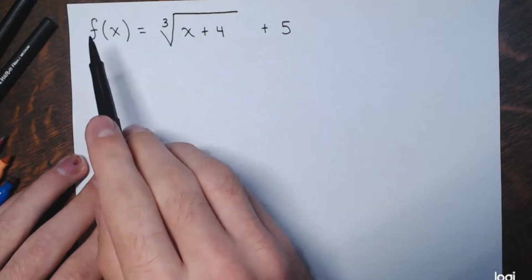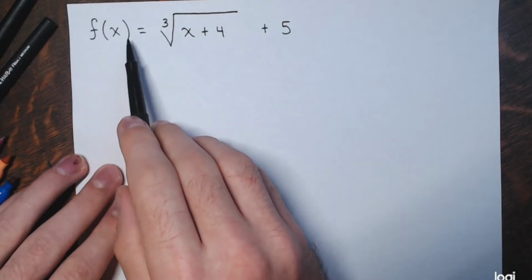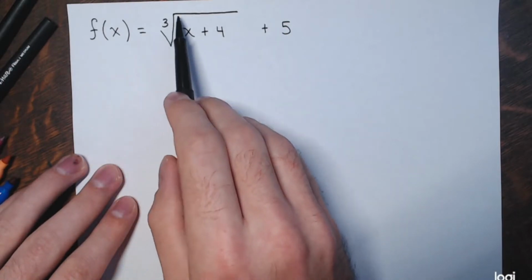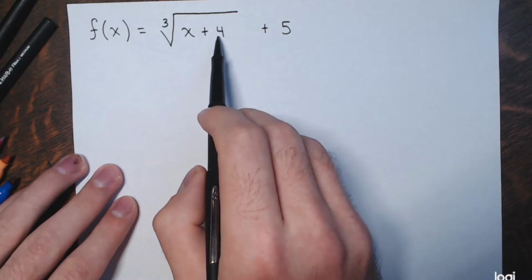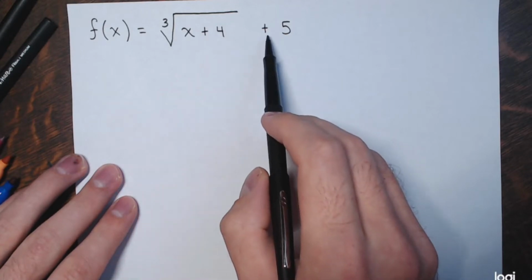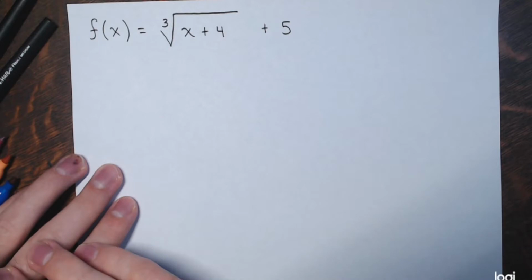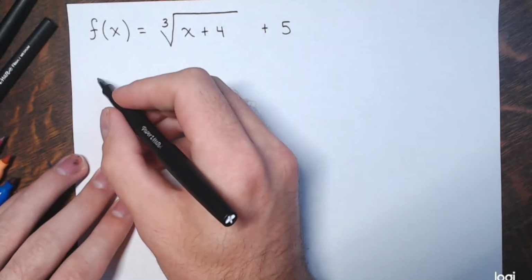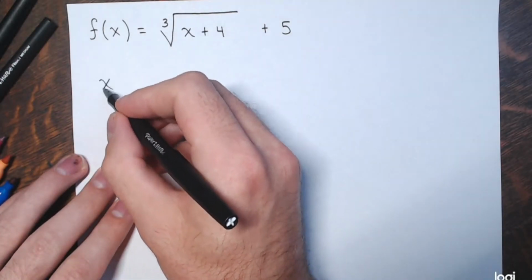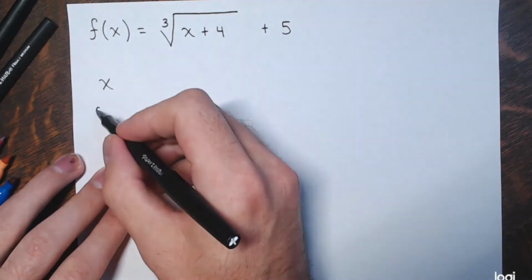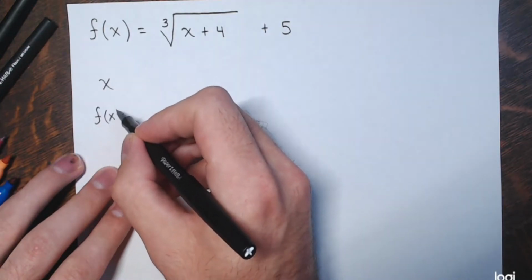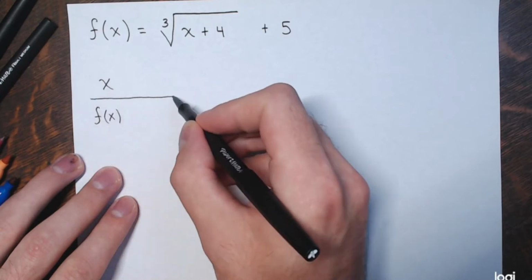Alright, so the function we're given is f of x equals the cube root of x plus 4, and then after that plus 5. We're asked to graph this. So what I'm going to do is make a little table, a little chart with inputs and outputs.